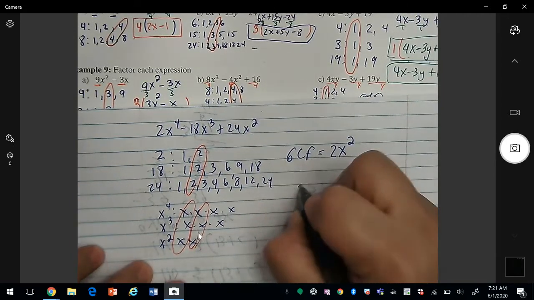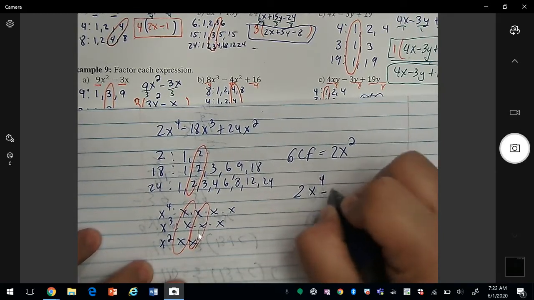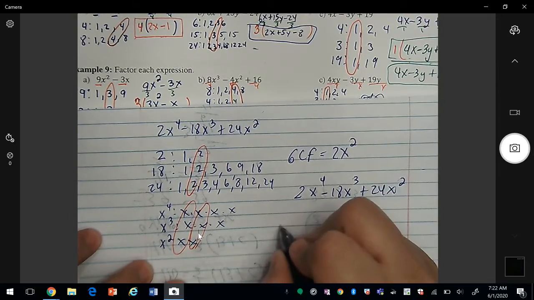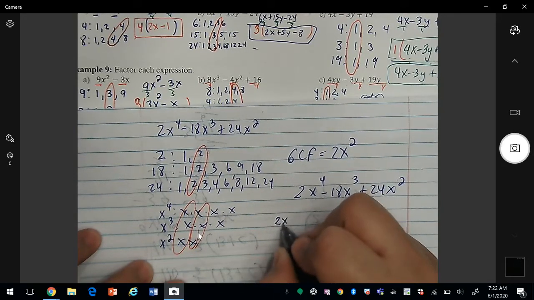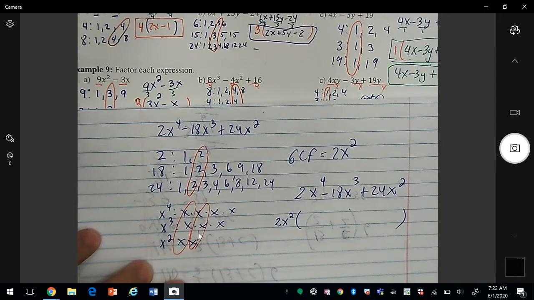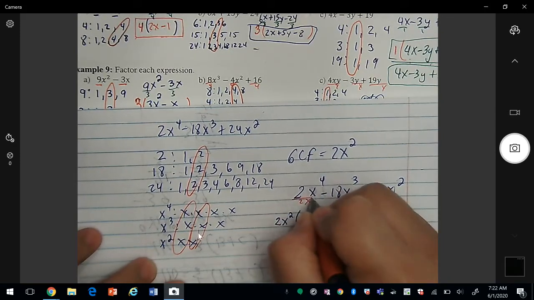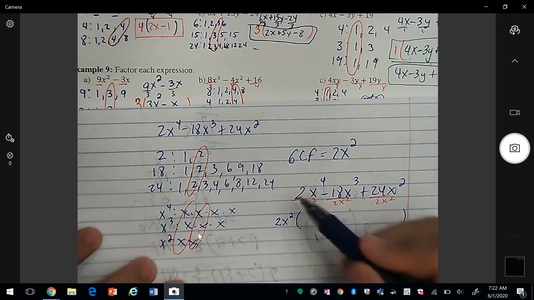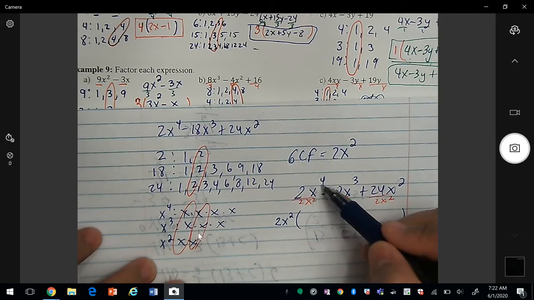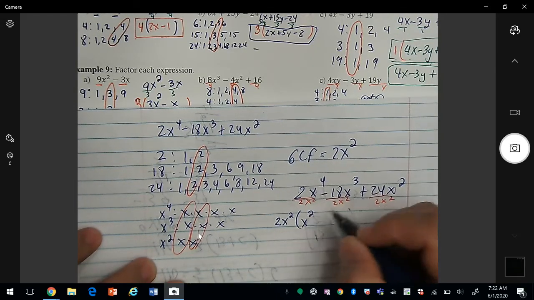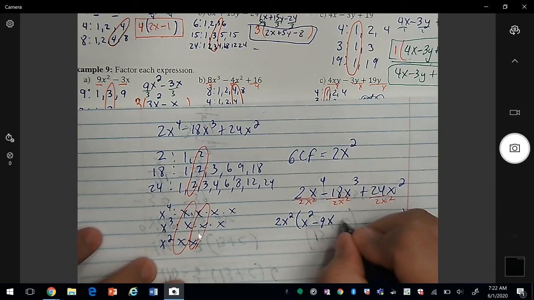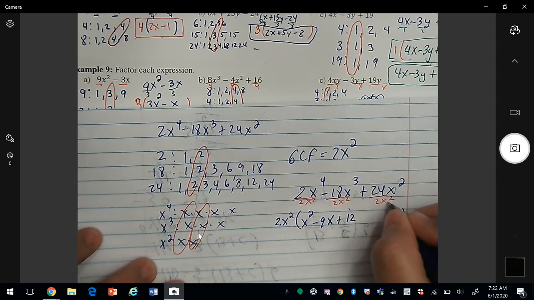So once you have your greatest common factor, we can write down our problem. And I'm going to write our common factor here, 2x squared. And so what we're doing is dividing everything by our common factor. So 2 divided by 2 is 1. X to the fourth divided by x squared is x squared. 18 divided by 2 is 9. X cubed divided by x squared is x. 24 divided by 2 is 12. X squared divided by x squared is 1.